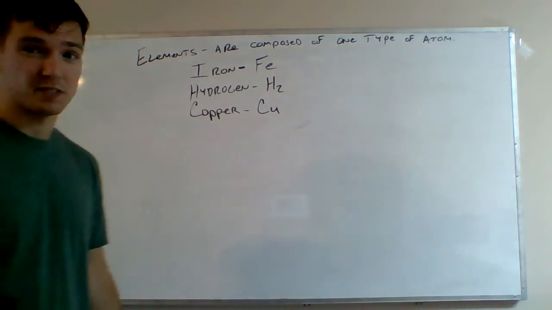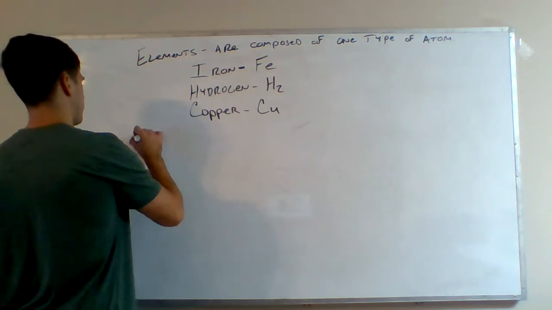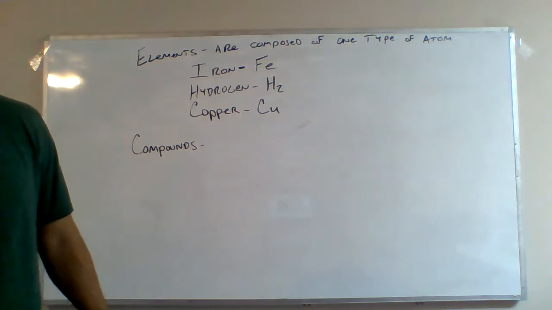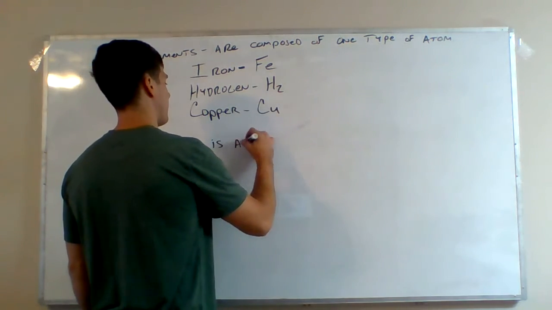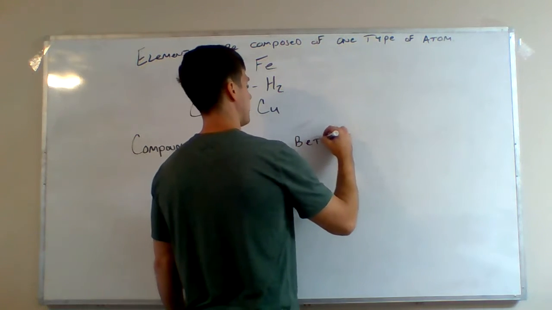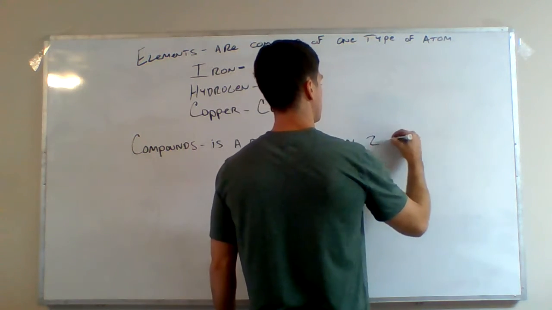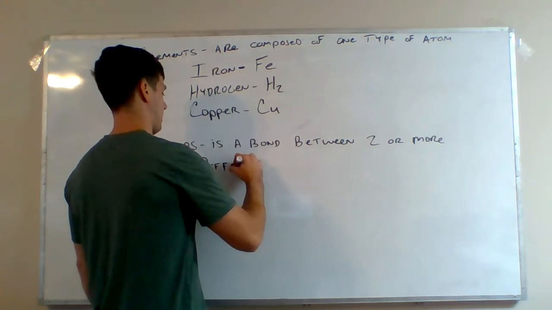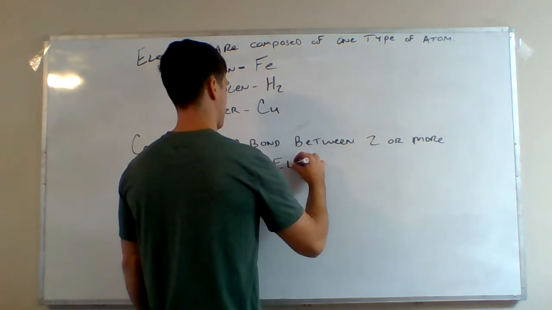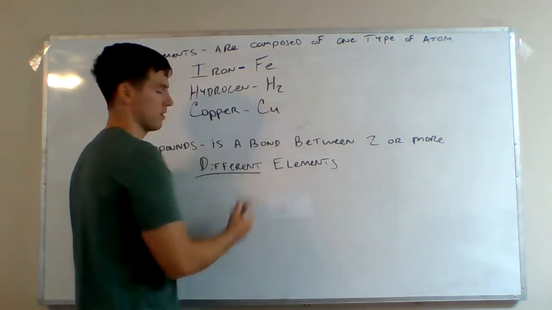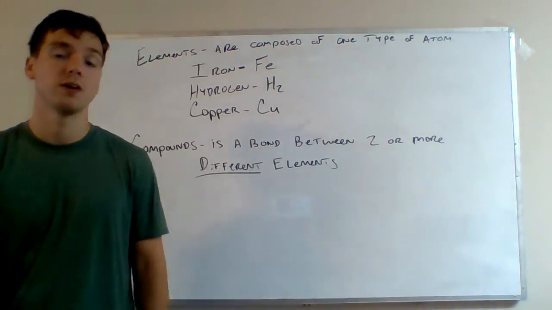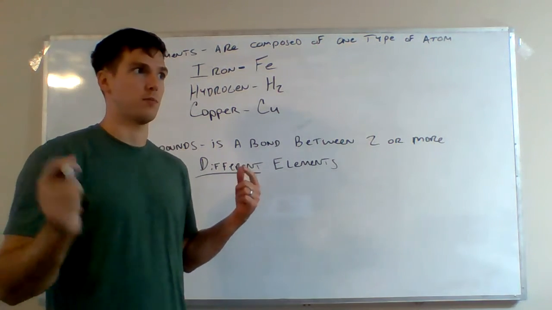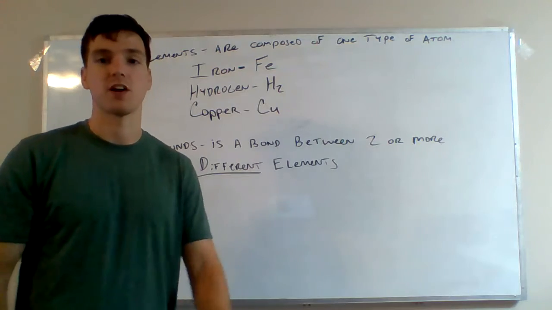But what if we mix those elements up? What are those going to be? Well, those are going to be things we like to call compounds, okay? Compounds is a bond between two or more different elements. Okay, we got to make sure they're different. Compound is two different elements. These are things like H2O, CO2. Okay, you got alloys such as brass and steel. Okay, these are compounds.